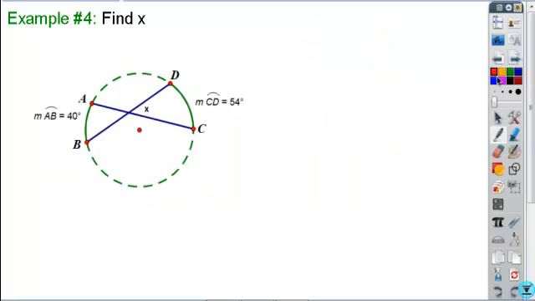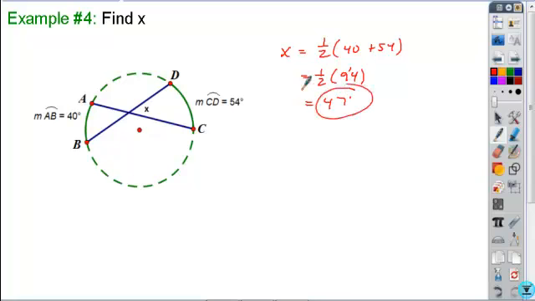All right, so this problem, again, pretty straightforward stuff. You have an angle whose vertex is in the interior of a circle, so it's going to equal the average of the intercepted arcs. So it's going to be 1/2 of 40 plus 54. If you calculate that through, half of 94 is: 2 goes into 9 4 times, with 1 remaining. 2 goes into 14 7 times. And so you get 47 for your angle measure.